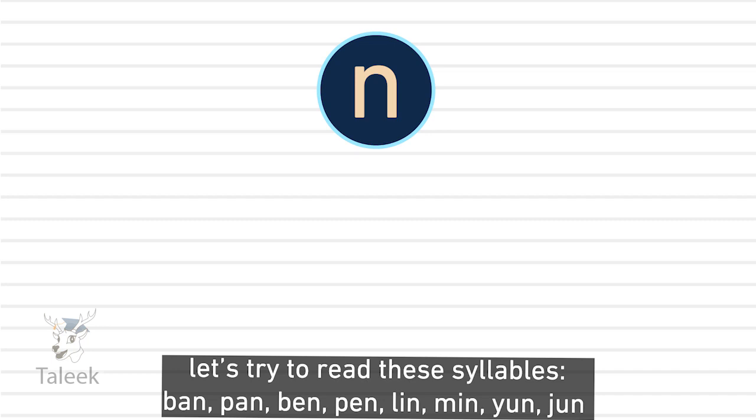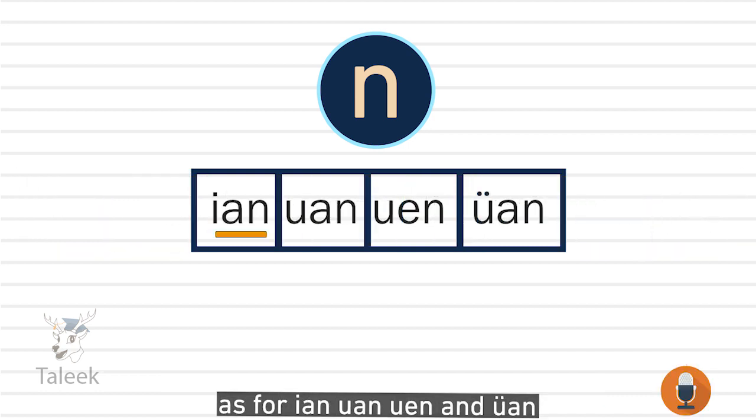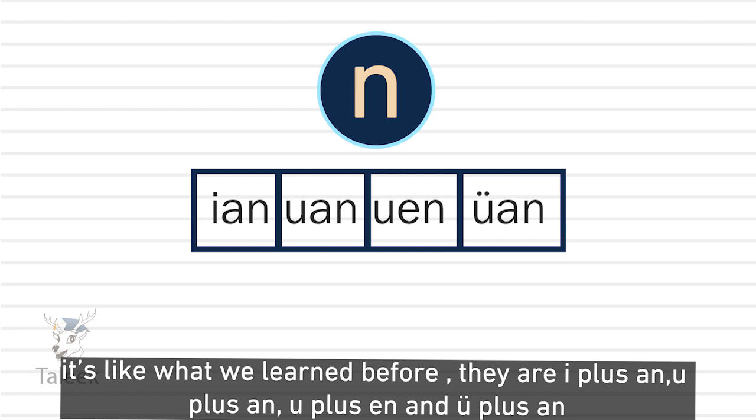Let's try these syllables. Ban, pan, ben, pen, lin, min, yun, jun. As for yan, wan, wen, and yuan, it's like what we learned before.